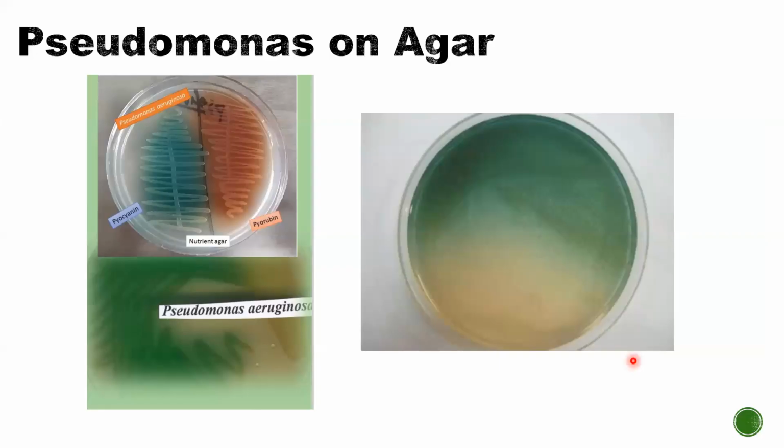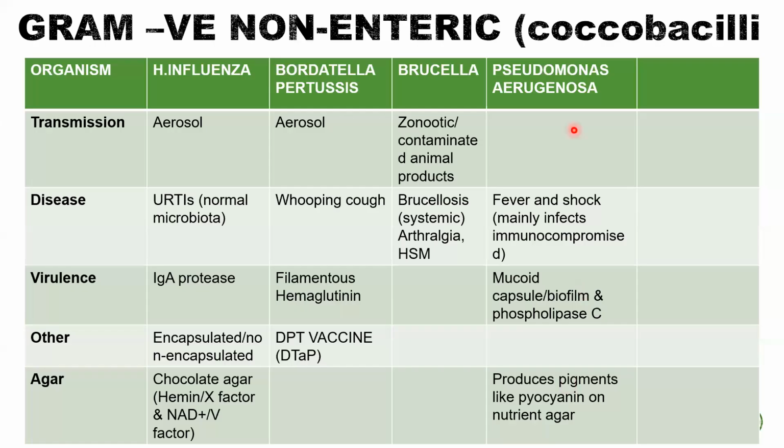Okay, so remember anything that looks like this is Pseudomonas. And what's special about Pseudomonas is that it mainly infects immunocompromised people. What does immunocompromised mean? It means people who just had an organ transplant, so they're on immunosuppressants, people who underwent chemotherapy, people whose immunity is very compromised, very low immunity. That's where we tend to see this.